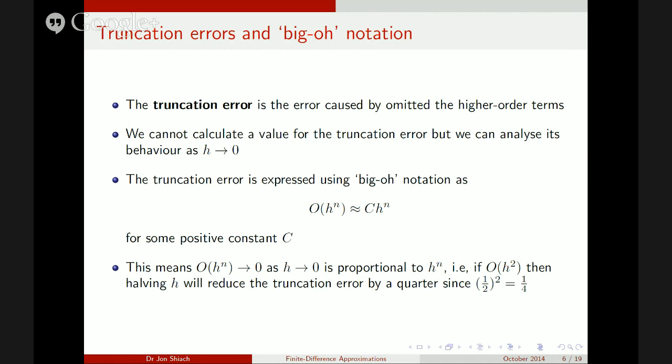So what do I mean by that? Well, let's say I've got a truncation error of order h squared. Halving h will reduce the truncation error to a quarter, since h squared is 1/4. If I halve it again, instead of being a quarter of the original, it will be 1/16 of the original. So it's a behavior. It's what we call convergence behavior. Is it linear? Is it quadratic? Is it cubic? And this is given by this big O notation here.